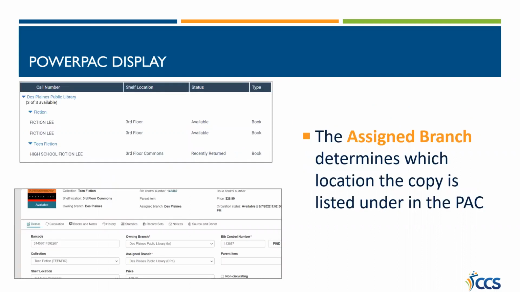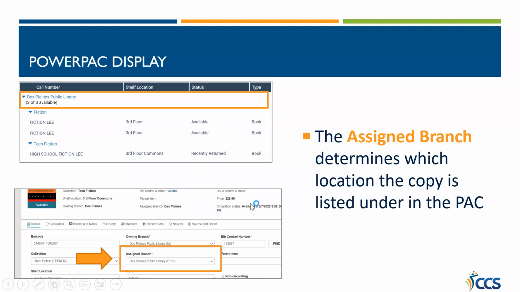Earlier, we talked about the different branch fields in an item record. The assigned branch field, like we said before, determines which location this item displays under in the pack. So any copies listed under a branch in the pack have an assigned branch of that branch in the item record.